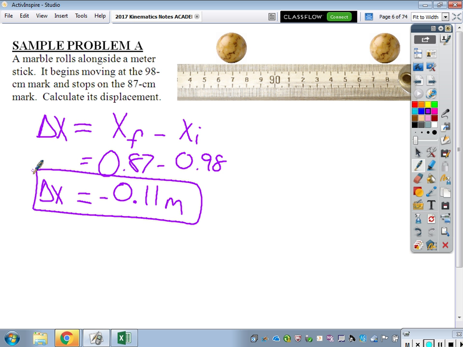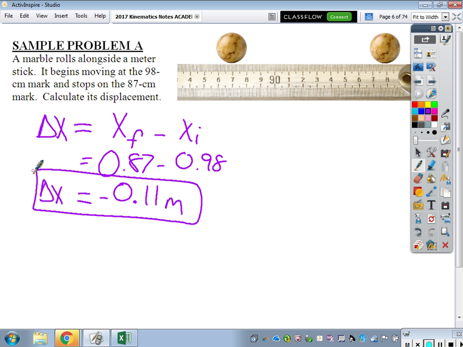Now, here's the argument that some of you were going to try to make. But Talbot, come on, man. I can go ahead and do 87 centimeters minus 98 centimeters to get negative 11 centimeters, and then do a conversion. On this problem, you're right. But this would be the only problem all year where that would be the case.